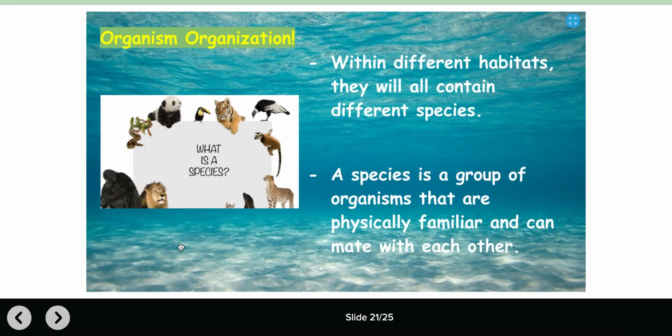Okay, and within different habitats, they will all contain different species. So from here on, we're going to be going into organism organization. We already learned that everything that's living is an organism, right? But within that, we have species, which is a very specific kind of animal. For example, we have a lion, a tiger, and a cheetah. They are all animals. They are all organisms. They're all within the same cat family, but they are different species within that cat family. And we're going to dive deeper into that as we go further down.